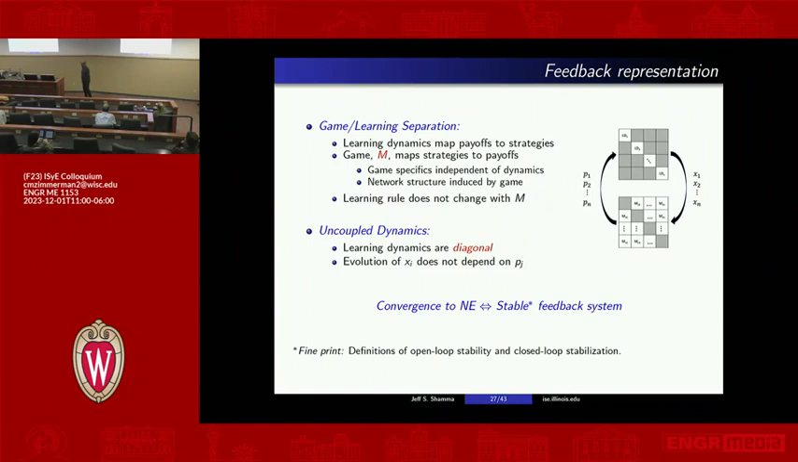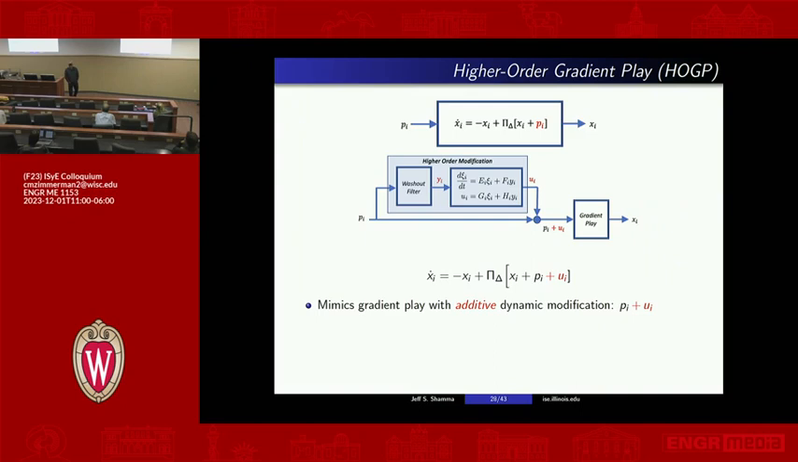So that was gradient play as an open system. Now we're going to do higher order gradient play as an open system. So let's look at this. Here's this vector coming from wherever it's coming, and it's passing through to be fed into gradient play. But now we're going to take what's feeding into standard gradient play and give it this auxiliary variable, something else.